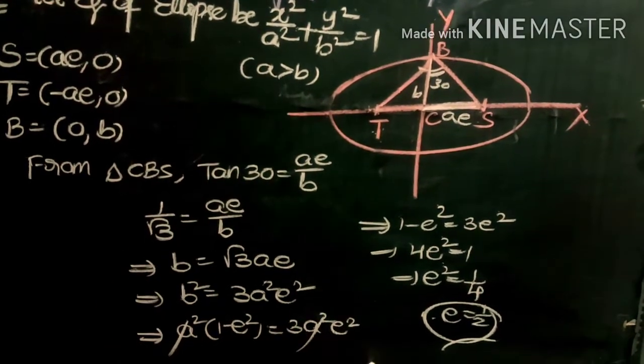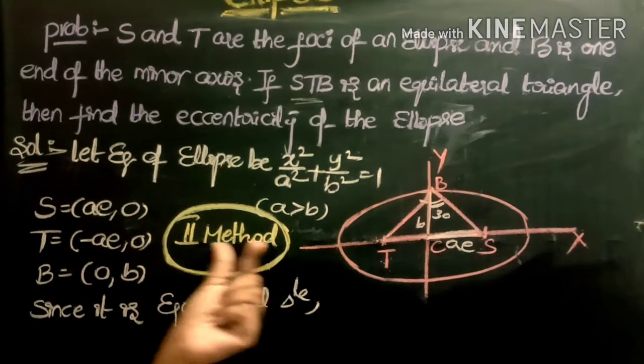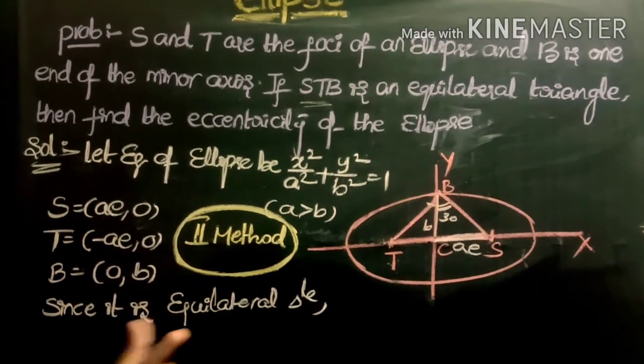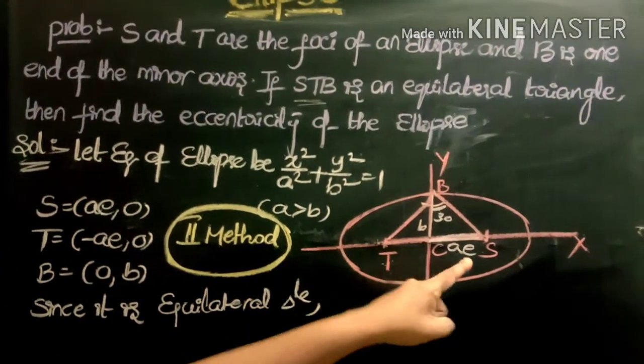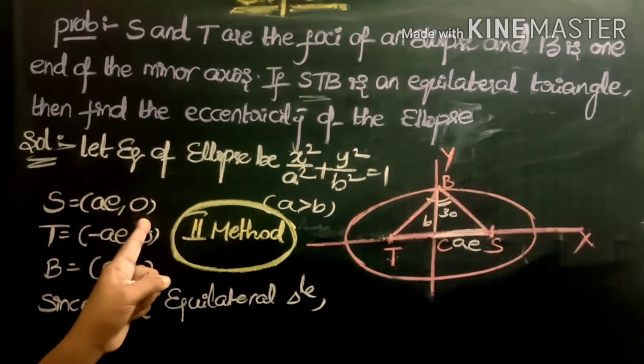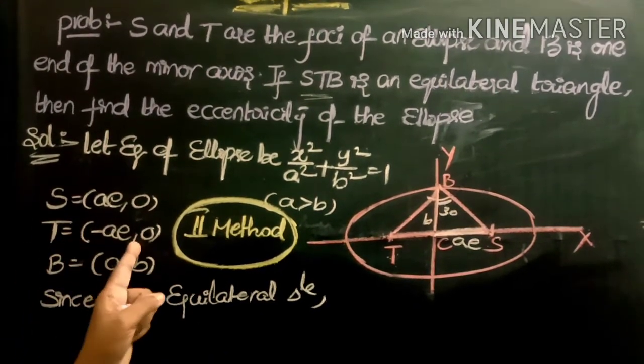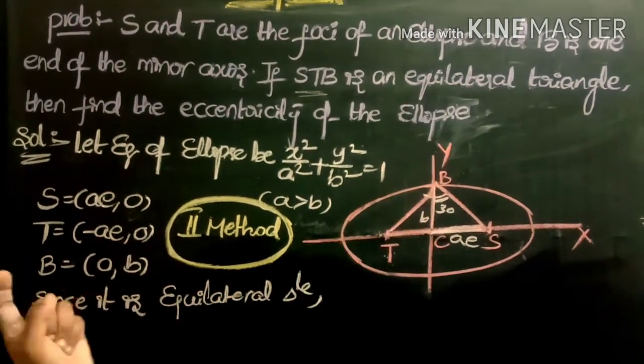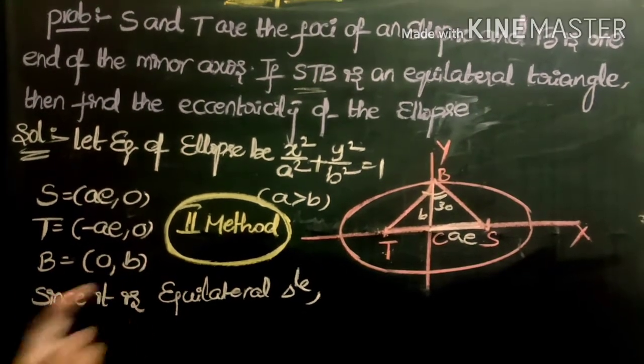Now this is the first method. Now we solve this problem in the alternate method. This is the second method. Now in this method, first we take the values of STB. S is equal to A comma 0, the focus, and T is equal to minus A comma 0, and B is one end of the minor axis, that is 0 comma B.